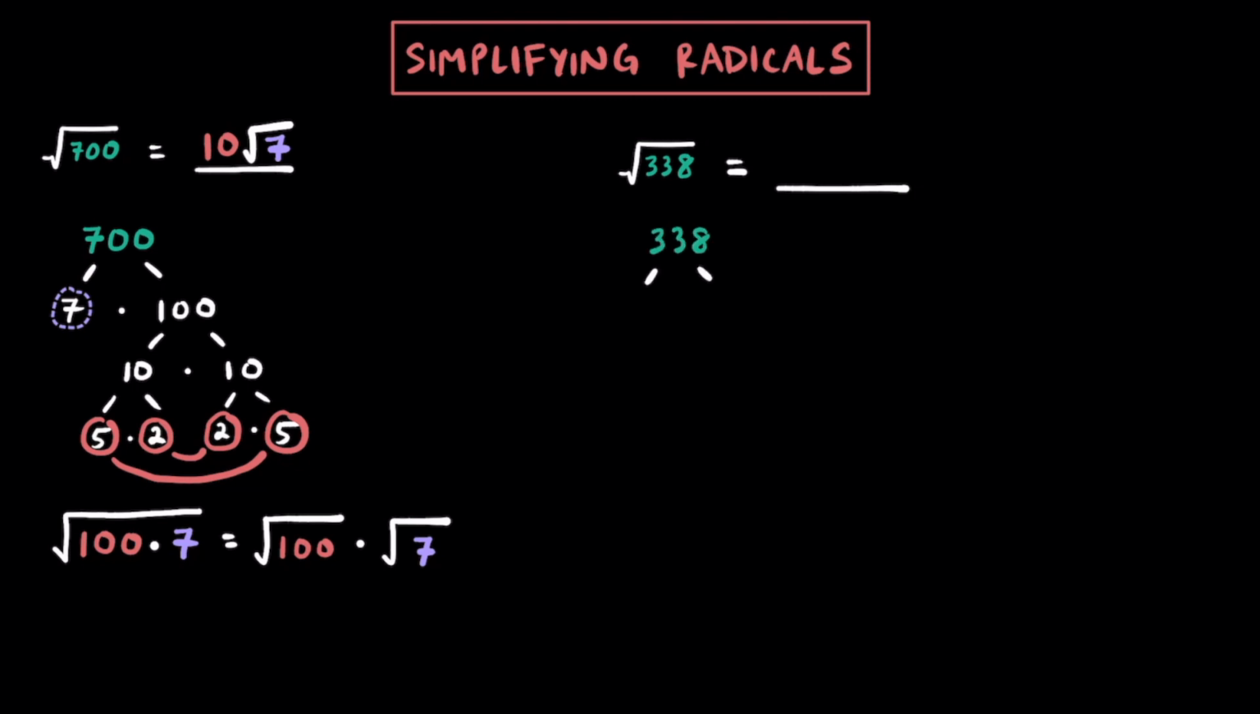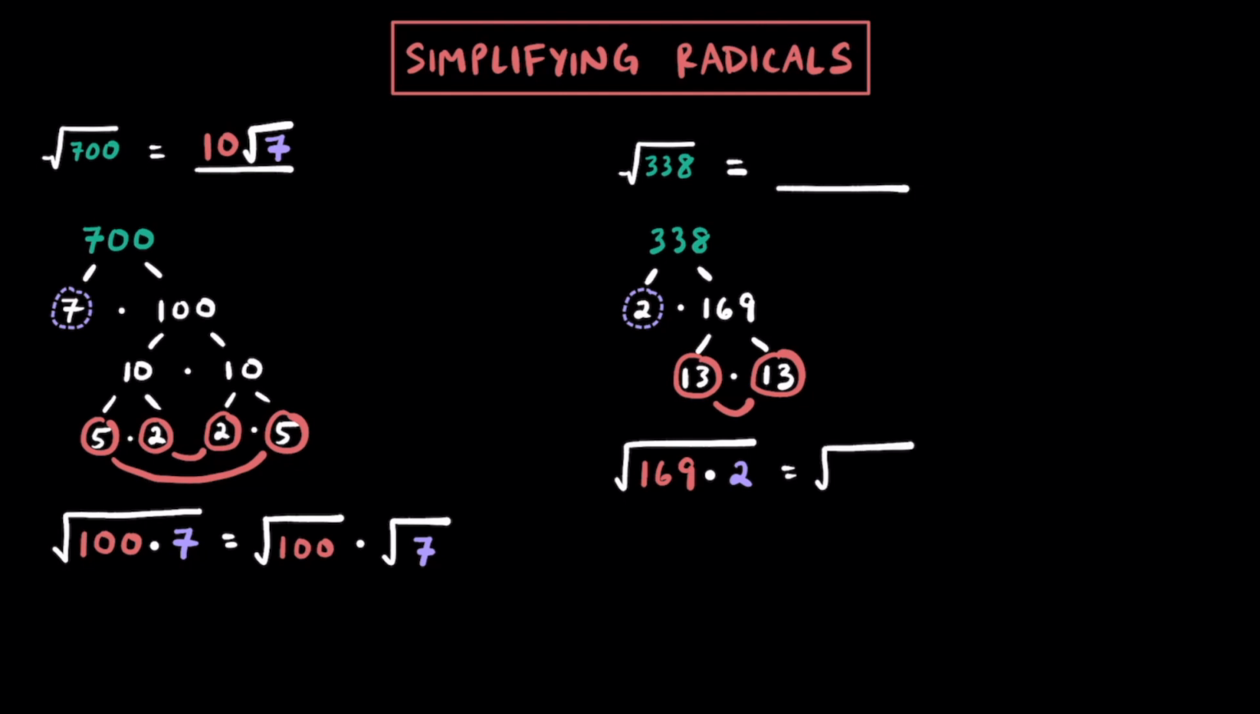For 338, the prime factorization is going to be 13 times 13 times 2, and the two 13's pair together to make a perfect square of 169, so we have the square root of 169 times the square root of 2. The square root of 169, as we saw earlier, was equal to 13, so our simplified expression is going to be 13 root 2.